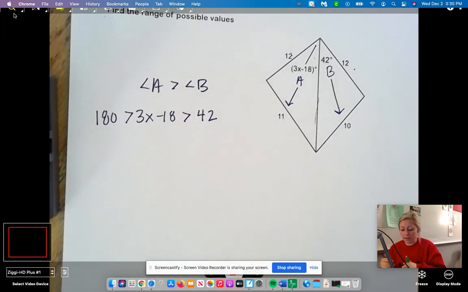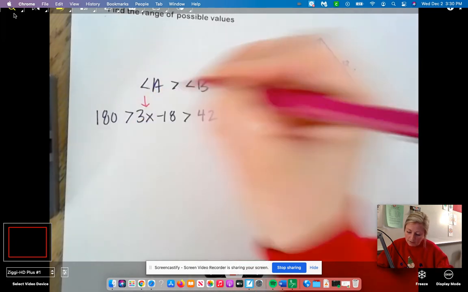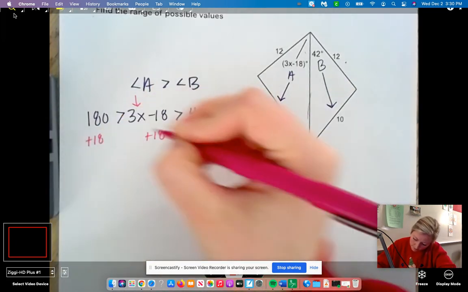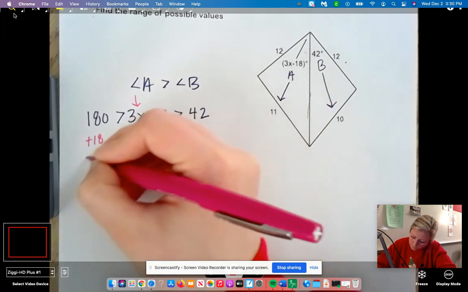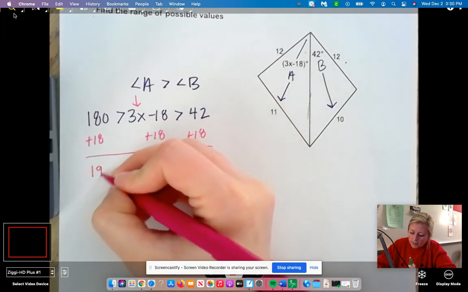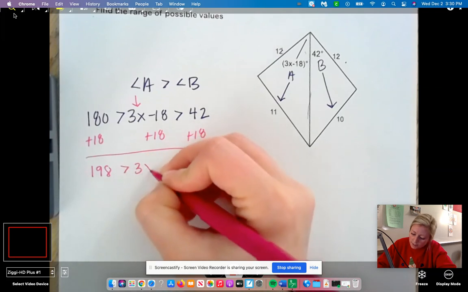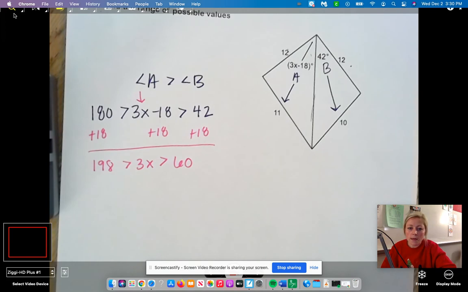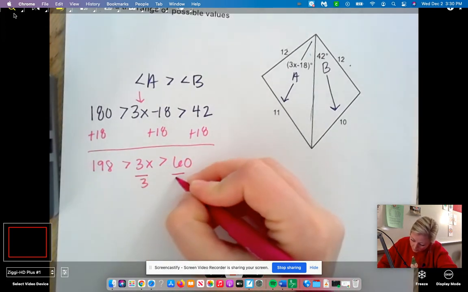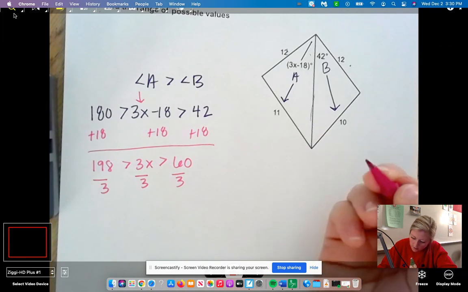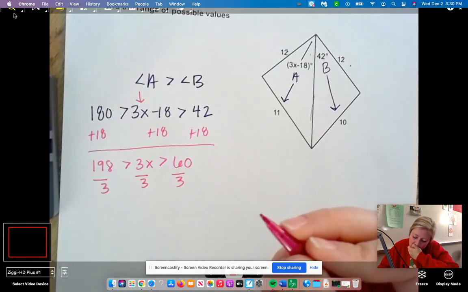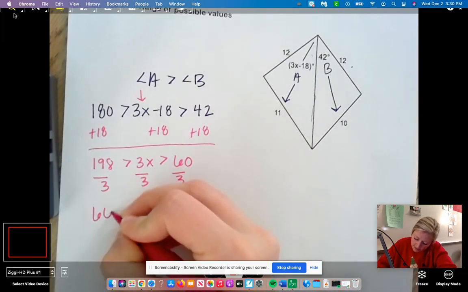And now we solve like we just did on that last one. So we want to get x alone in the middle here. So what do we move first? We add that 18 to all 3 sides. So we'll get 198 is greater than 3x, which is greater than 60. And then we just simply divide everything by 3. 198 divided by 3, you guys. 66.